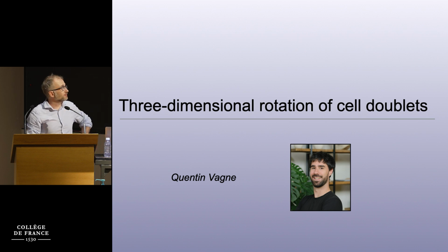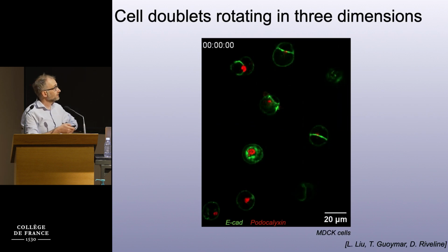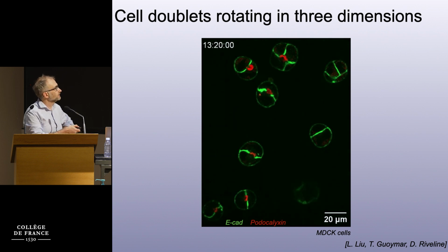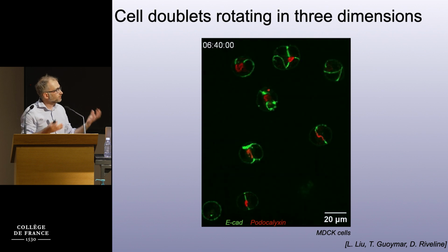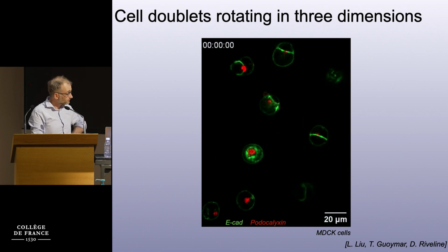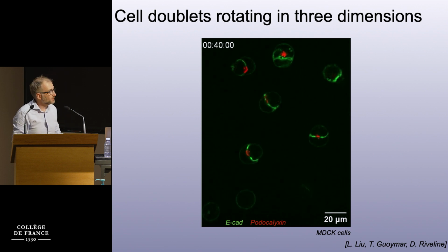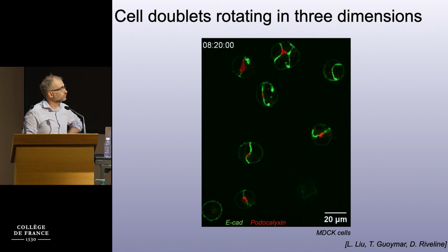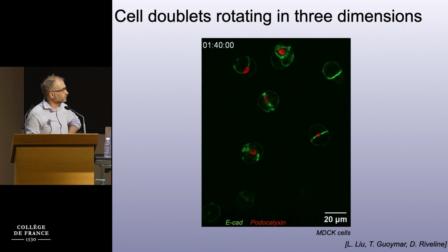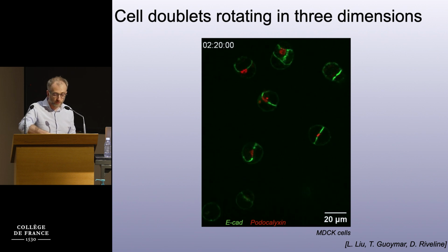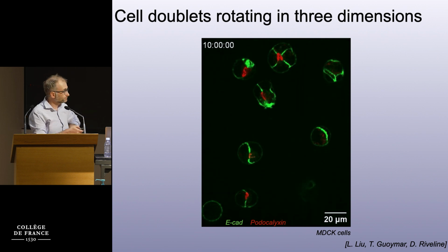This is the work of Quentin Vagne. He has been looking at three-dimensional rotation of cell doublets. The experiments that we looked at were done in the lab of Daniel Rivlin, and they looked at MDCK cells, which are embedded in 3D in Matrigel, and the single cells are not doing much, but when they divide, the two daughter cells attach to each other, and then they start to rotate. That's what we see, an example here. And this kind of rotation has been described before on a two-dimensional substrate, but here it's in 3D.